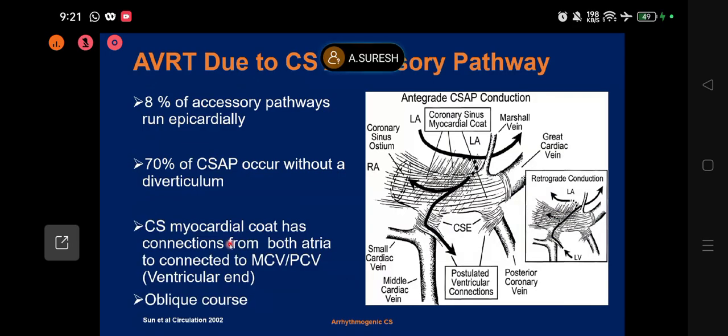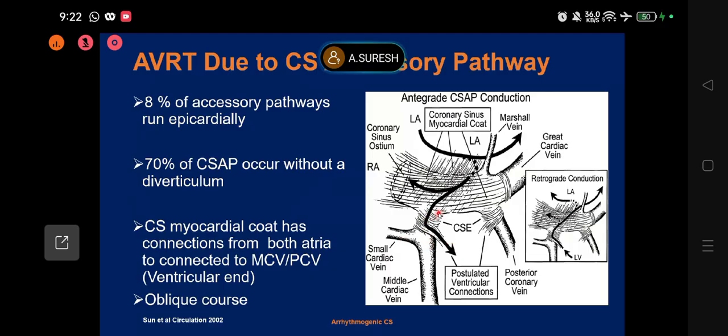Now coming to accessory pathways, the epicardial accessory pathways account for 8% and are associated with the coronary sinus. 70% of coronary sinus accessory pathways occur without a diverticulum. As you can see here, this coronary sinus myocardial extension has connections from both atria, right and left, and it is connected to the MCV, and it has an oblique course. As previously said, it connects to both atria, and to the ventricle via the epicardial veins.